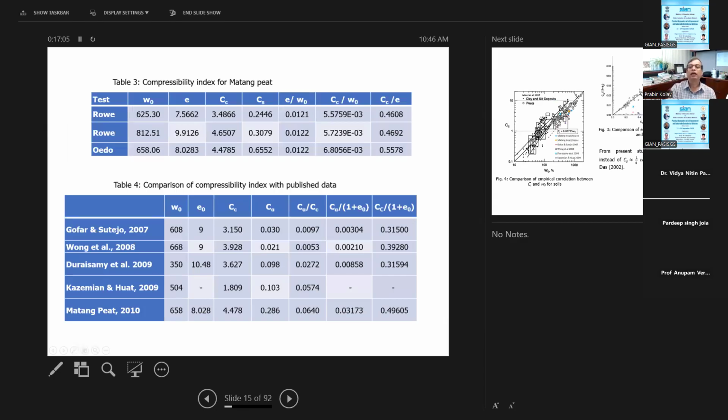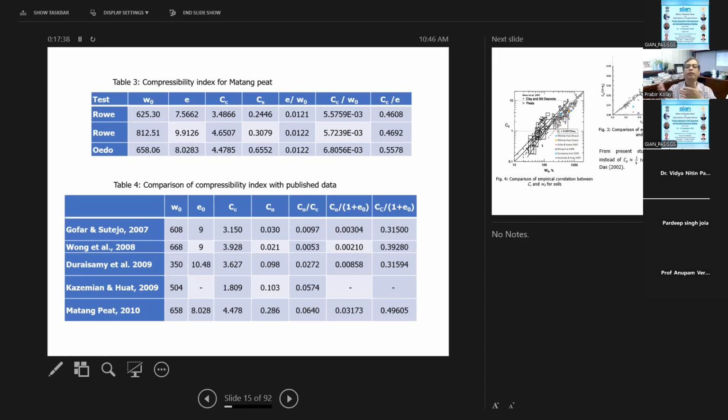So you see the compression index values. The compression index value in the rowe cell is 3.48, and the odometer value is 4 point something. From the compression index you can calculate settlement, correct? Settlement is basically Cc times H divided by 1 plus e naught, times log of (sigma naught plus delta sigma) divided by sigma naught. You can find it out from there. So basically Cc is important, right? Cc is the compression index.